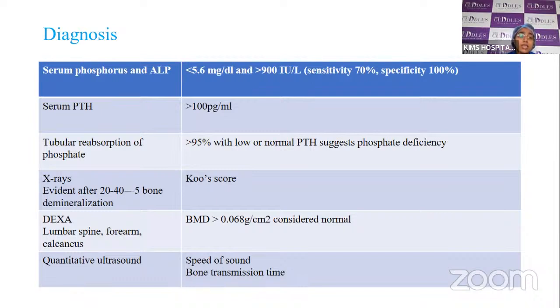So, serum phosphorus and alkaline phosphatase levels. If serum phosphorus is less than 5.6 milligram per deciliter and alkaline phosphatase is more than 900 international units per liter, it will have a 100% sensitivity and 70% specificity. Serum parathyroid hormone, if it is more than 100 picogram per ml, is suggestive of metabolic bone disease. More than 180 correlates and will also have higher specificity. Tubular reabsorption of phosphate more than 95% with low or normal PTH suggests a phosphate deficiency.